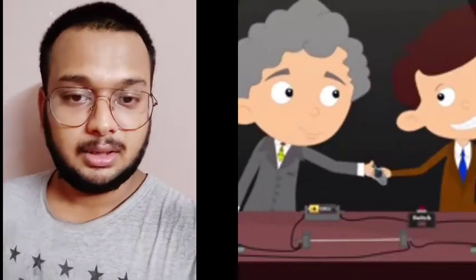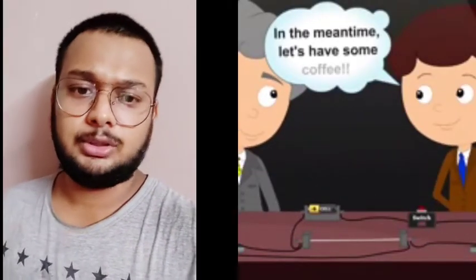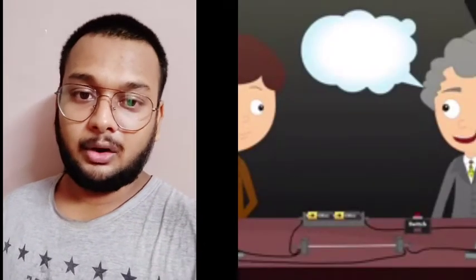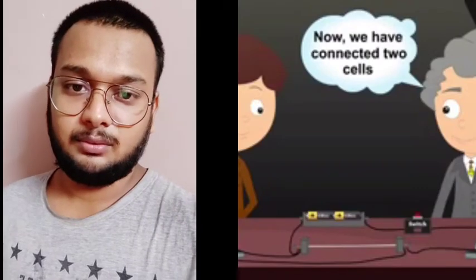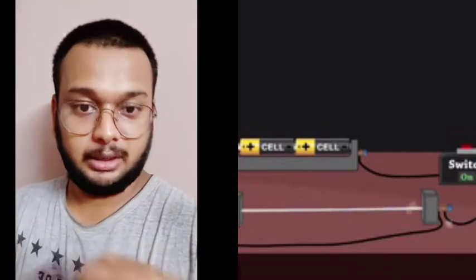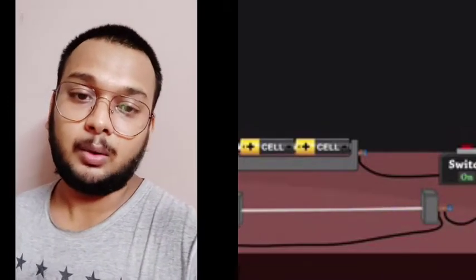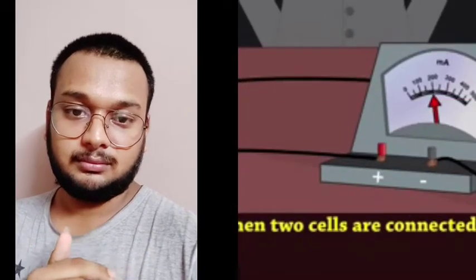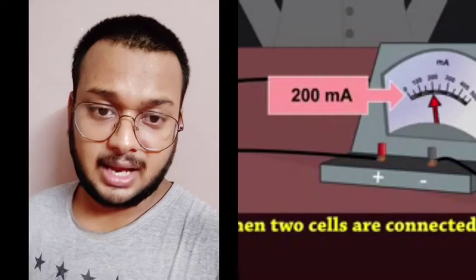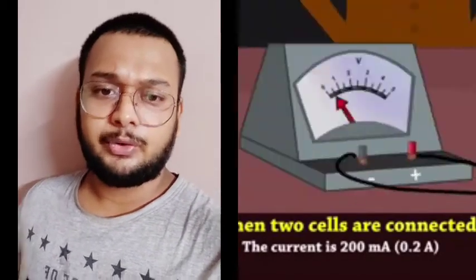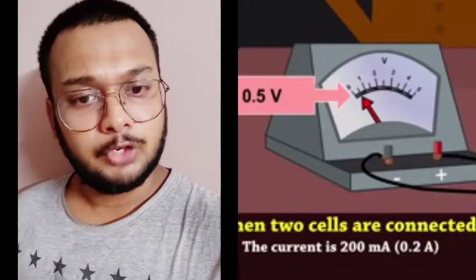Let's make it more interesting. We'll add one more cell to the circuit in a series connection, and record the data. Ramesh and Suresh got very excited. Again, the current and the voltage pass through the nichrome wire and are recorded through the ammeter and the voltmeter. When the second cell is added to the circuit, the readings change. The voltage increases from 0.3 volts to 0.5 volts.